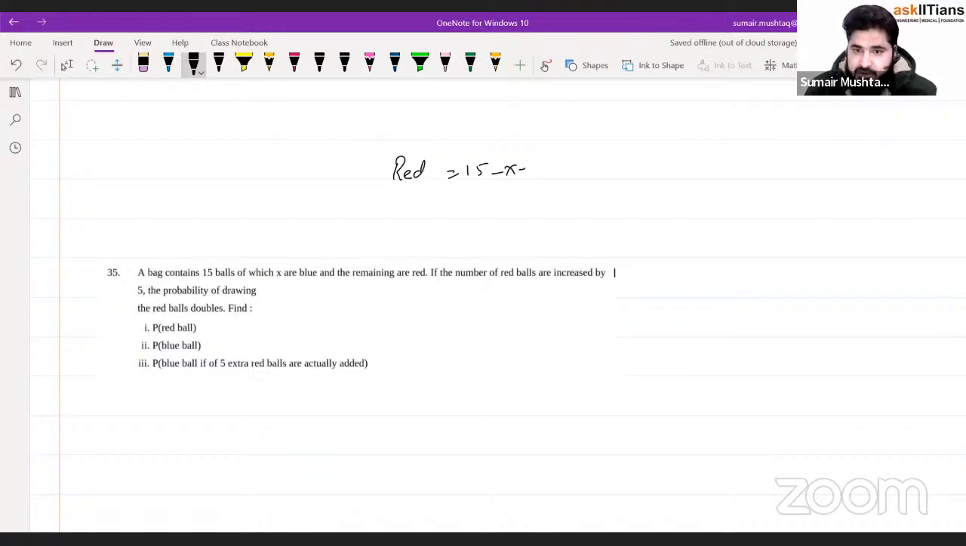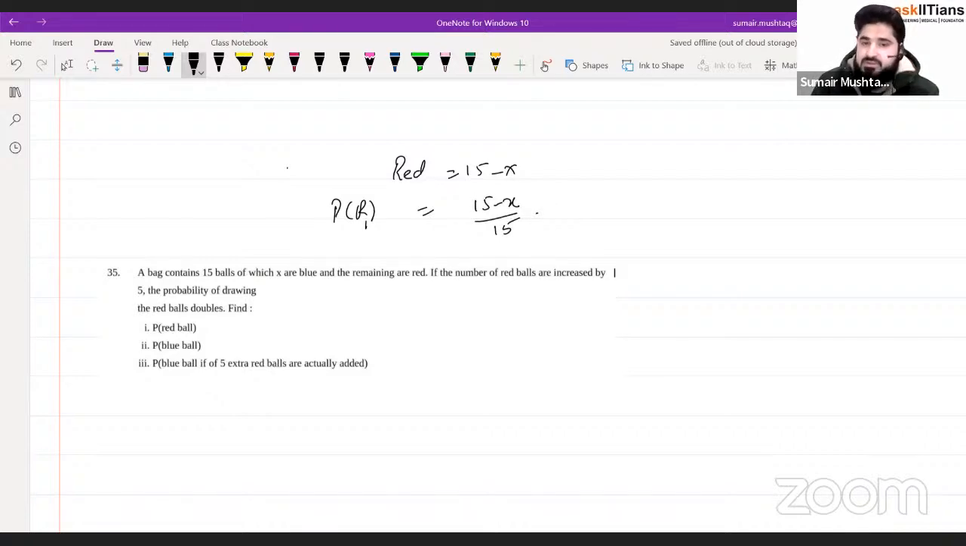Simple. If the number of balls is increased by 5, then the probability of drawing the red balls doubles. That means the probability of finding the red balls doubles. Initially, what is the probability of the red balls? The red balls are 15 minus X. So the probability of red balls, R1, initially, is 15 minus X divided by the total number of balls, that's 15.